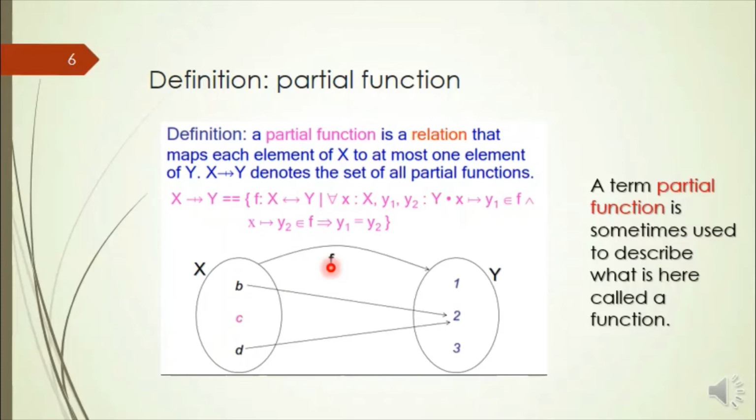Therefore, we can define a partial function as a relation that maps each element of x to at most one element of y, and in x arrow y, the arrow, which has a line in its center, represents all possible partial functions. The from set can also be known as the input set, and the to set for the function can also be called the output set. A term partial function is sometimes used to describe what is here called a function.